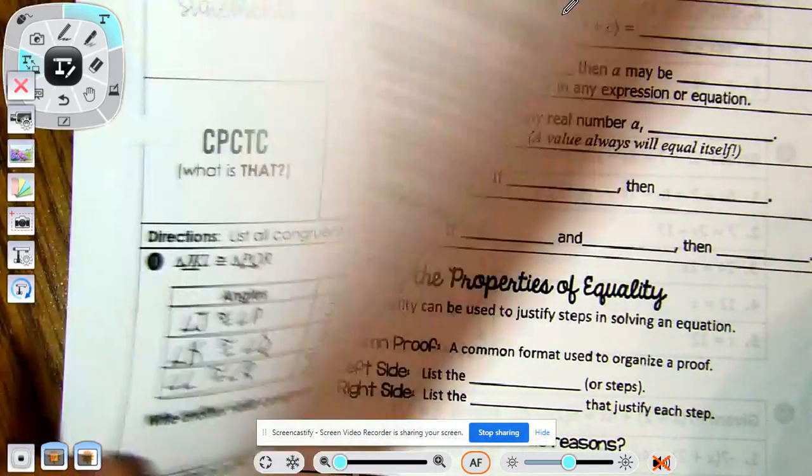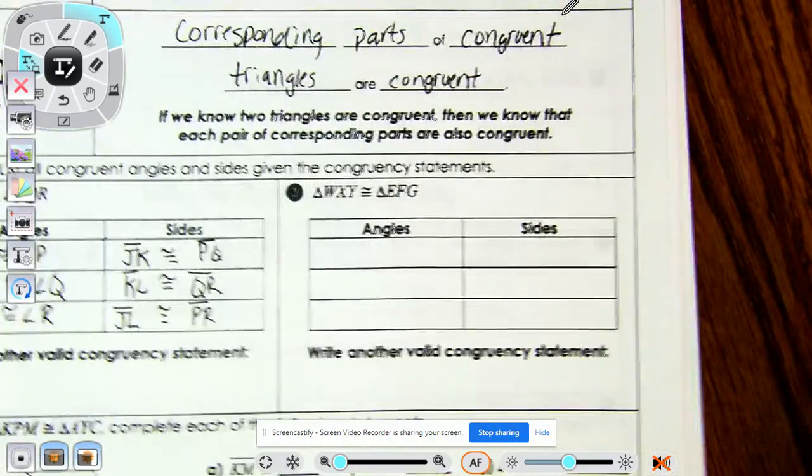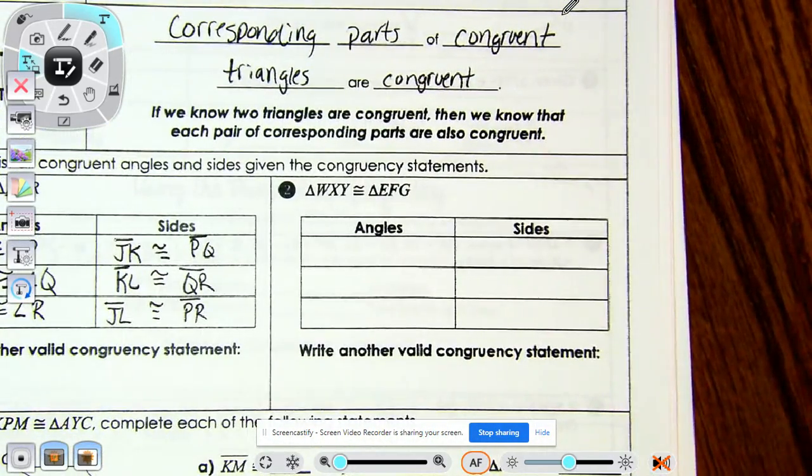So I want you to try number 2, looking at that same thing. You're probably gonna have to pause your screen real quick in order to try it, and then come back and see if you get the same thing I do.